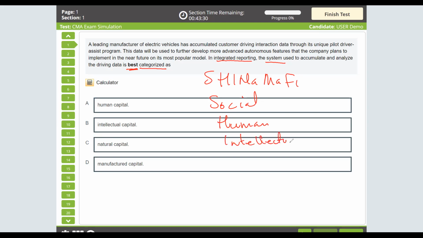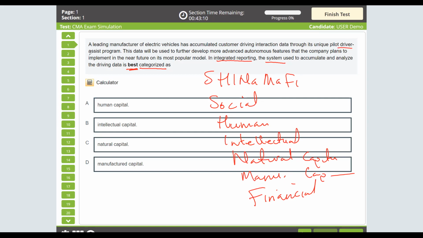Okay. So S is for social capital, H is for human capital, I is for intellectual capital, N is for natural capital, MA is for manufactured capital, and then FI is for financial capital. So these are our 6 capitals, okay, and we have to describe the system that was used.